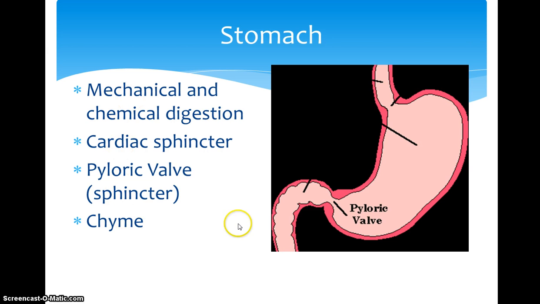The pyloric valve then is down here, so let's back up. The cardiac sphincter was up here, the pyloric valve is down here. It's also a sphincter, and some books will call it the pyloric sphincter. In either case, it controls the movement of chyme from the stomach to the small intestine. Chyme is simply another fancy science word for a pasty substance that's a combination of chemicals and partially digested food.